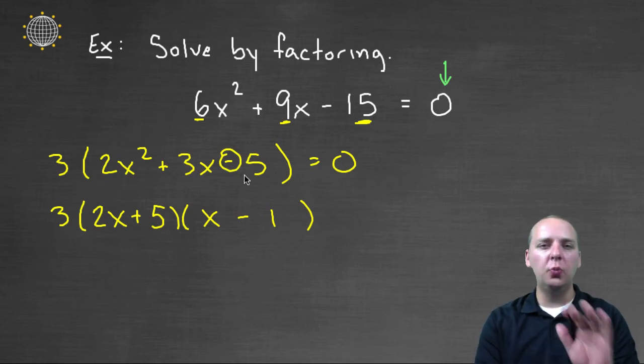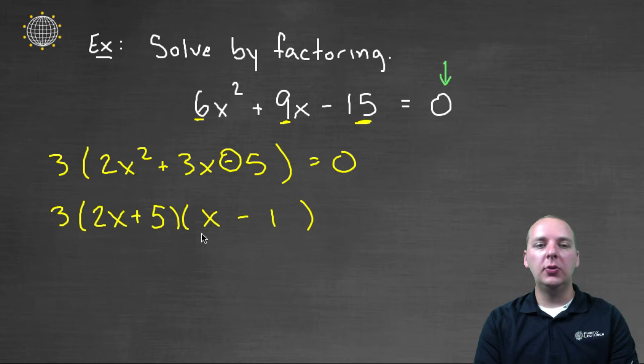Let's FOIL it one more time just to make sure. 2x times x is 2x squared. 2x times negative 1 is minus 2x. 5 times x is plus 5x, which adds to 3x. And 5 times negative 1 is negative 5. So we did it correctly. We factored the quadratic correctly. And so now we have this product equal to 0.